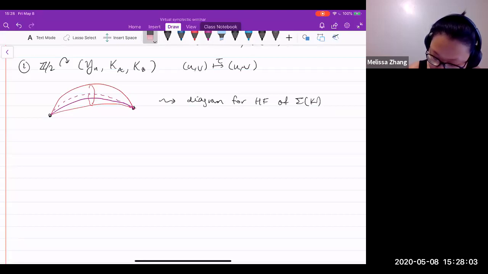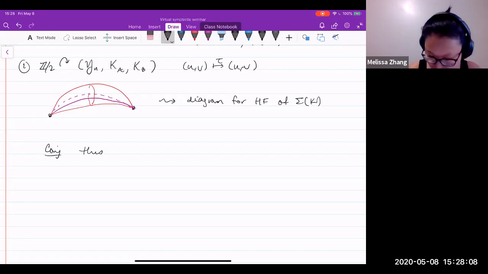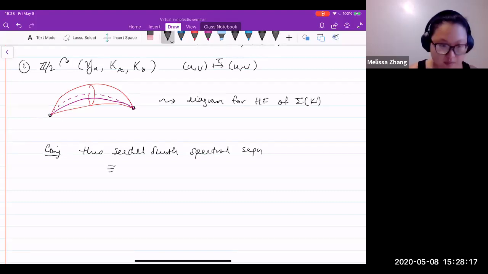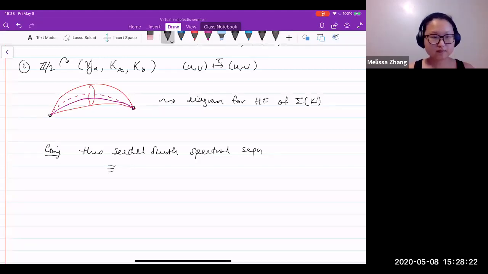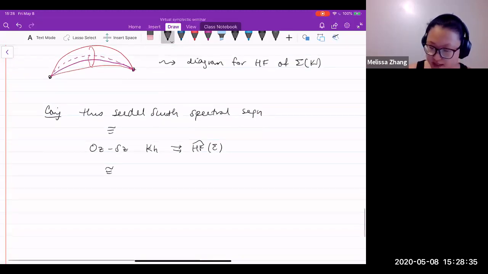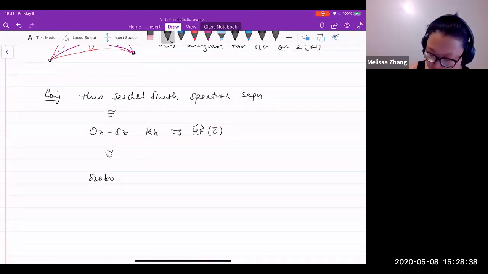So what we're thinking about here is that this spectral sequence could be isomorphic to the Ozsváth-Szabó Khovanov homology to Heegaard-Floer homology of the double branched cover spectral sequence. But then there's a third one called Szabó's geometric spectral sequence.